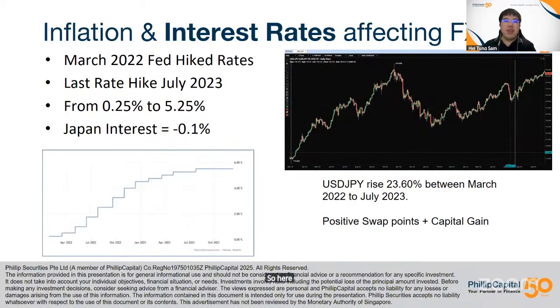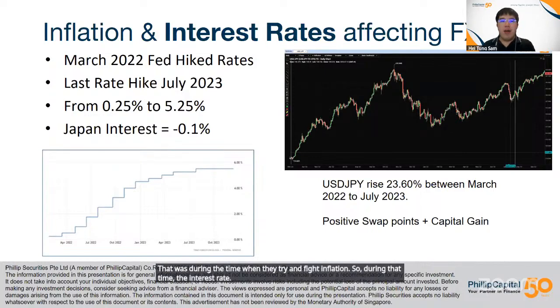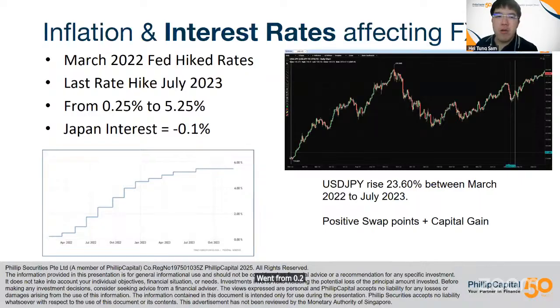So here we can see that during March 2022, the Fed was increasing interest rates from 25 basis points to 50 to even 75 basis points. That was during the time when they tried to fight inflation. During that time, the interest rate went from 0.25%, which is close to zero, all the way to 5.25. And the US dollar JPY actually went up 23.6%. So if you were to buy during then, wow, you would have made money on the swap points and also the capital gain.